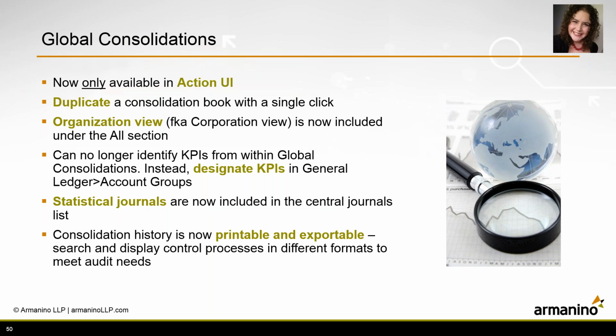One of the other things that they've changed is you can no longer identify your KPIs, your key performance indicators, from within the global consolidation module itself. Instead, you have to designate it in the account groups. Account groups are located in the general ledger. In the new UI, they're also included under the reporting menu, so you can edit account groups right from there.